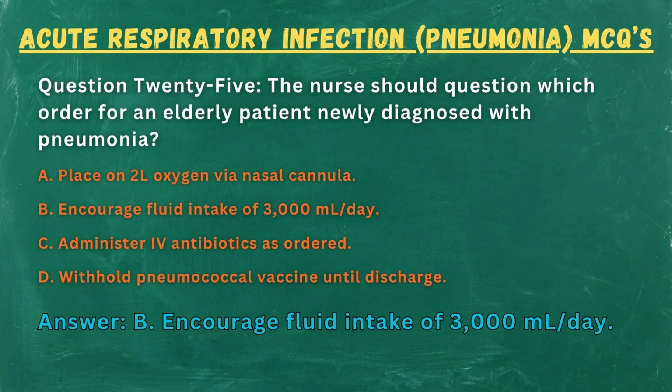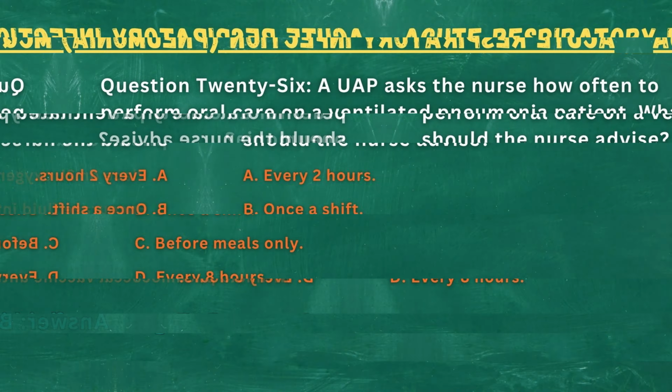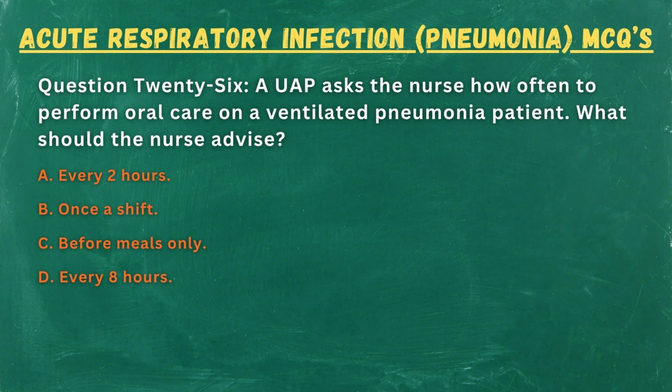Answer. B. Encourage fluid intake of 3,000 milliliters per day. Question 26. A UAP asks the nurse how often to perform oral care on a ventilated pneumonia patient. What should the nurse advise? A. Every 2 hours. B. Once a shift. C. Before meals only. D. Every 8 hours.